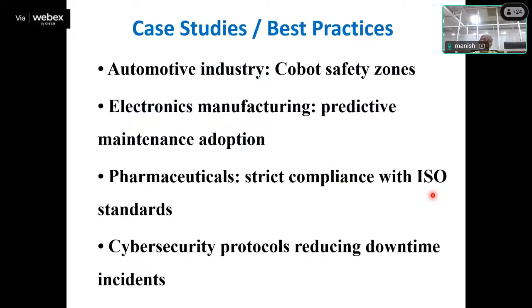Now, if you look at the industries, you will see that in the automotive industry, cobot safety zones are there, where a lot of safety practices are followed. Then in electronic manufacturing, predictive maintenance adoption is there. Then in pharmaceuticals, you will have strict compliance with ISO standards. Then cyber security protocols must be followed to reduce downtime incidents.